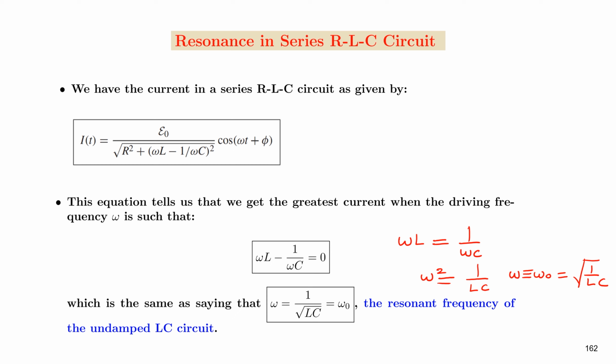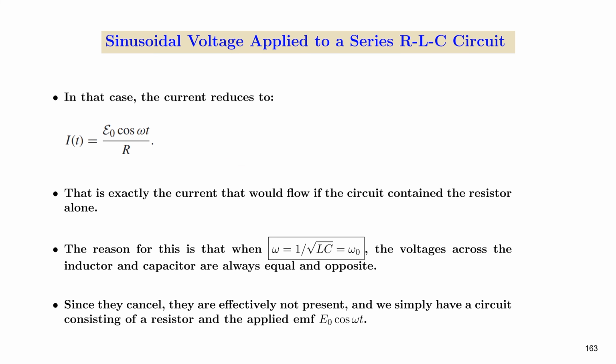At resonance, omega L is equal to 1 by omega C and this term becomes equal to 0. In that case, the current reduces to I(t) equal to E0 cos omega t divided by R, and that is exactly the current that would flow if the circuit contained only the resistance. At resonance, the voltages across the inductor and capacitor are always equal and opposite, so that they cancel, and therefore the current oscillations have the natural frequency omega 0 equal to 1 by square root of LC.